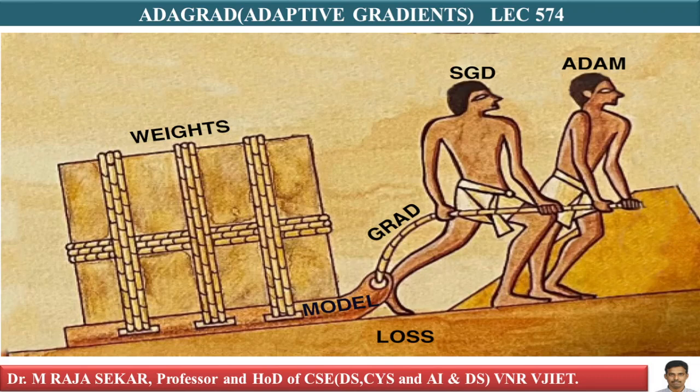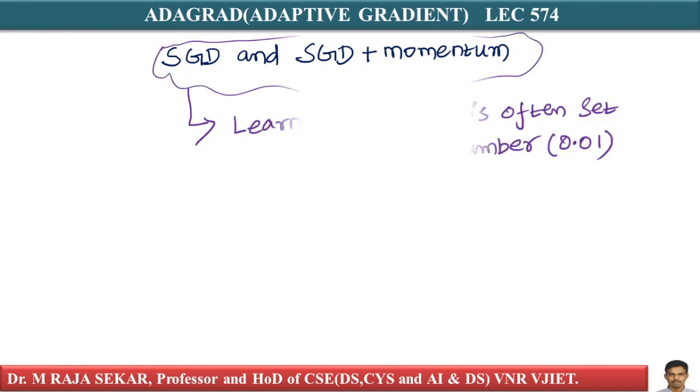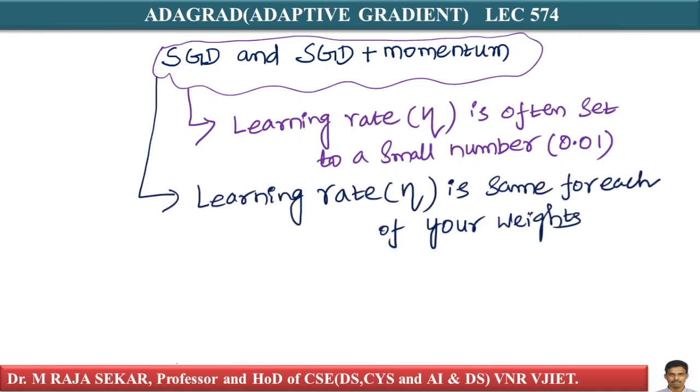In this lecture, we will try to understand Adagrad, that is adaptive gradients, in our SGD and SGD plus momentum. In both of these algorithms, your learning rate, which we are calling eta, is often set to a small number, 0.01 and things like that, and the learning rate is the same for each of your weights.